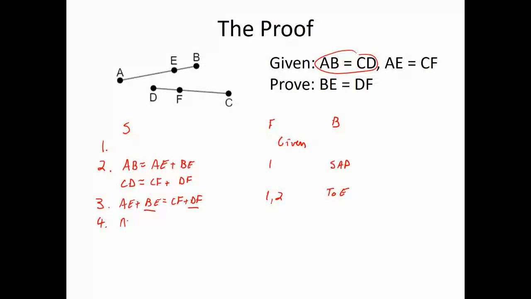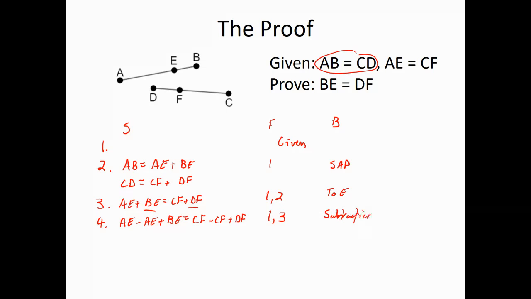So here's what we can say. We can say that AE minus AE plus BE is equal to CF minus CF plus DF, right? And look at what we did, right? We took line number 3, we subtracted AE from the left, we subtracted CF from the right, but we can certainly do that because those are equal to one another, right? So we applied the given, which told us that AE and CF are equal. We also used line number 3, and the postulate was subtraction, okay?